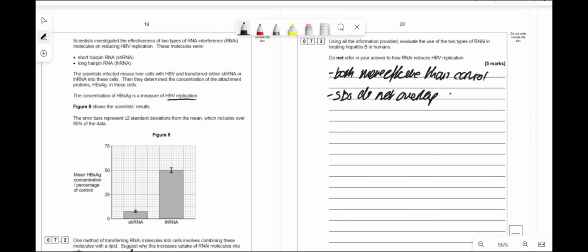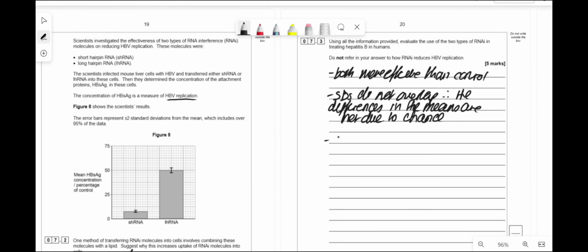So "the standard deviations do not overlap" isn't a mark. You need to say the whole thing. Well, sorry, it is a mark, but you need to say the whole thing. Please do it. So standard deviations do not overlap. Therefore, the differences in the results in the means are not due to chance. Please just say that. Do not say the results are due to chance. You'll get 0 marks. I can guarantee it.